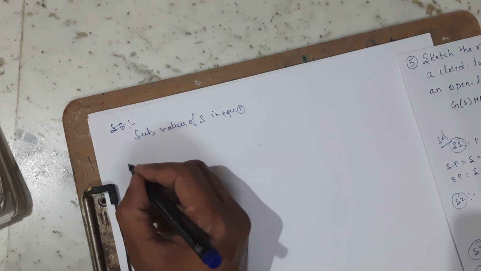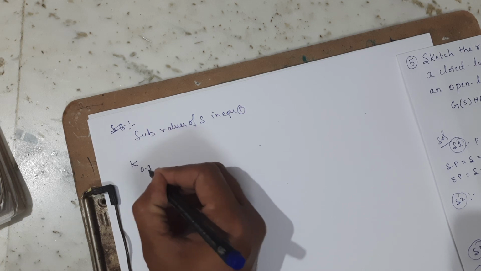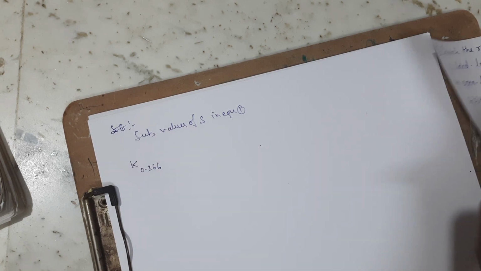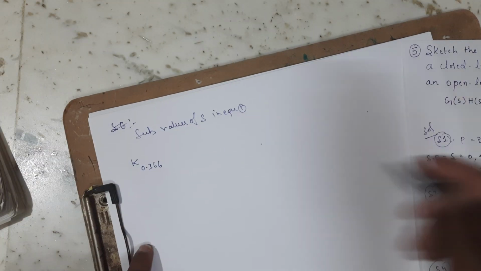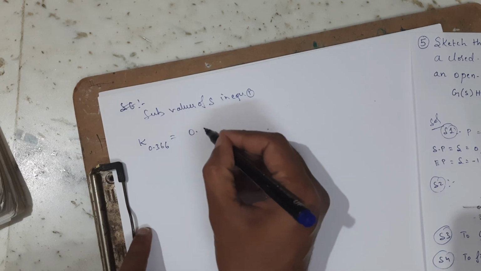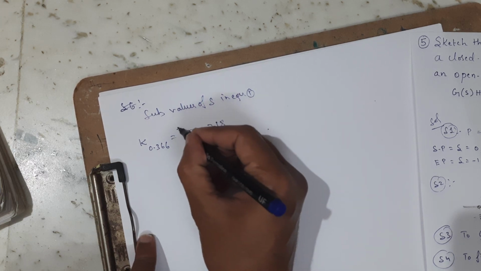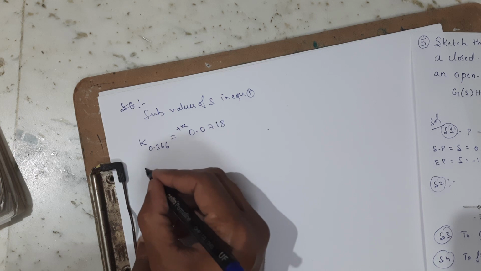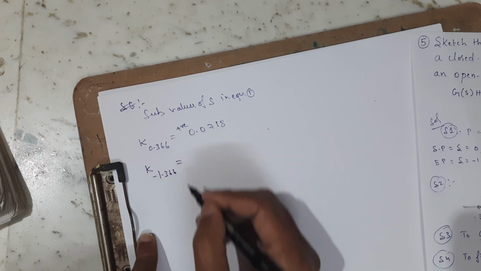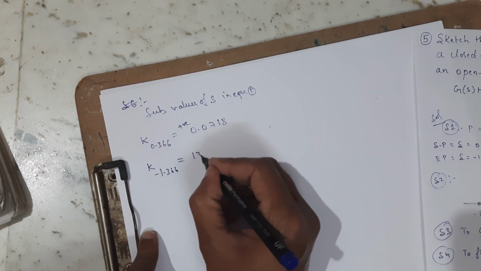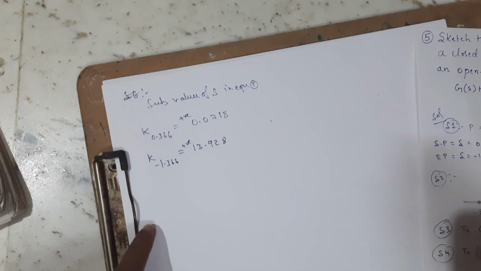Okay, so what is k when s is equal to 0.366? You are going to substitute the value of s in this equation and find out the value of k. So we got k is equal to 0.0718. This is positive. Next, what is k when s is equal to minus 1.366? So that will be 13.928. This is also positive. So both are valid.